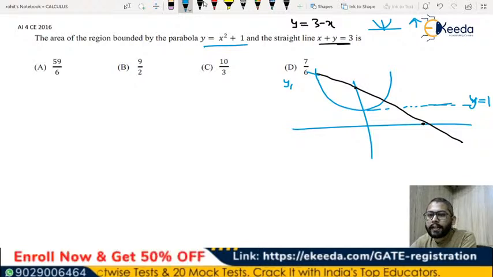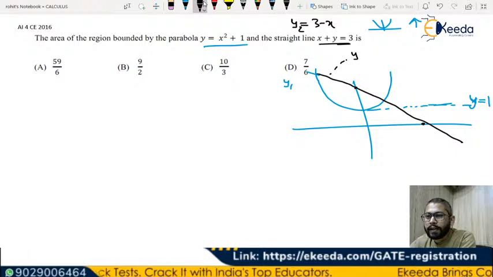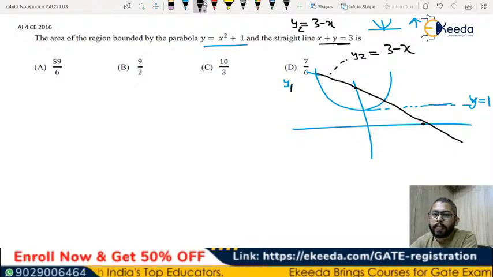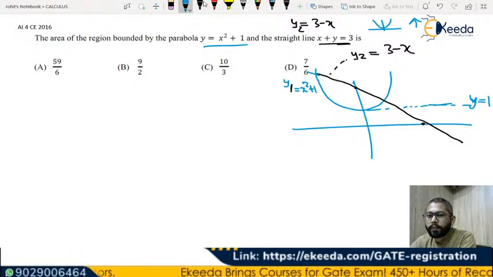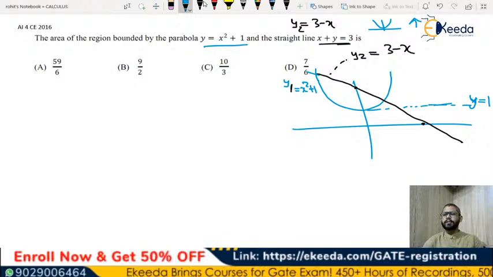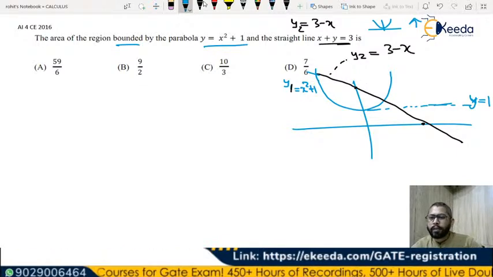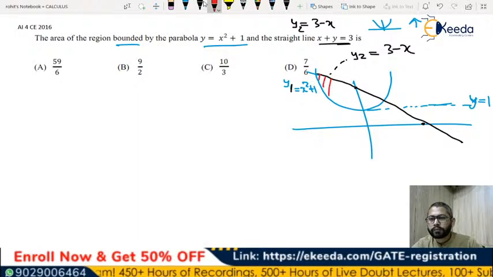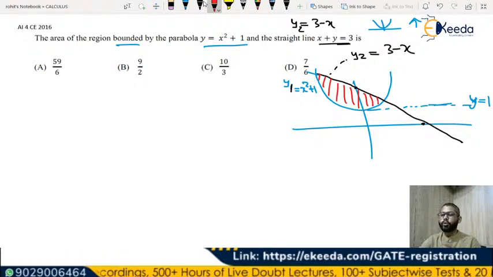Let's say this is y2. So y2 is equal to 3 minus x, and y1 is equal to x square plus 1, right? Now you can clearly see that the area bounded will be this one. This is the area bounded by both the curves.